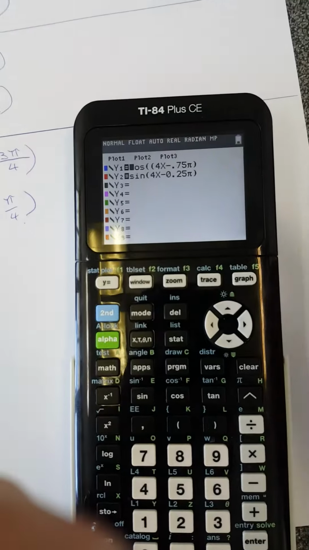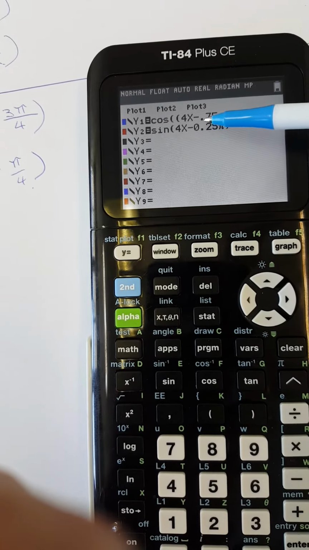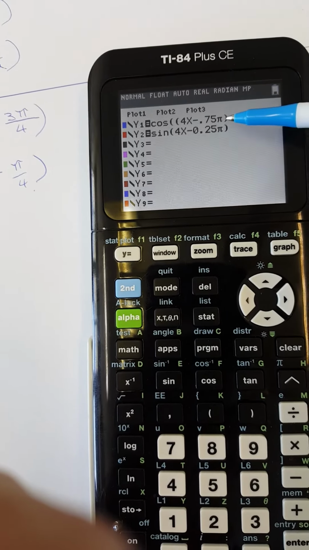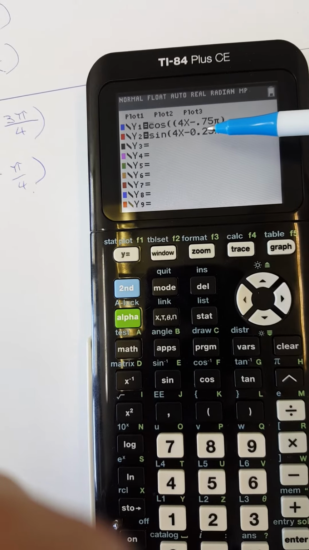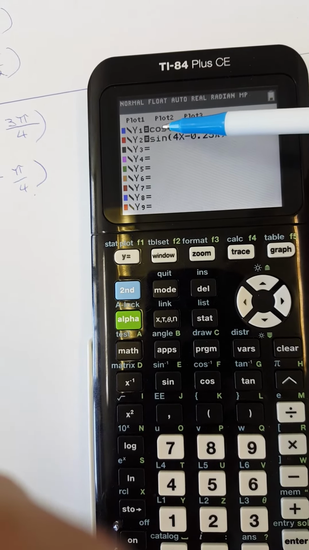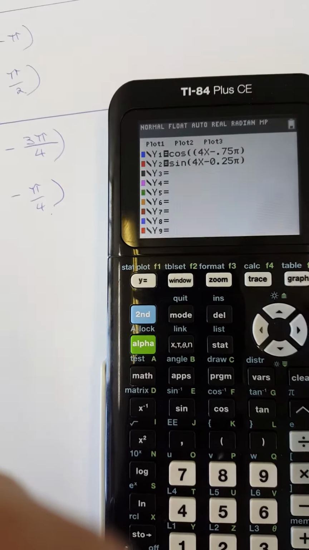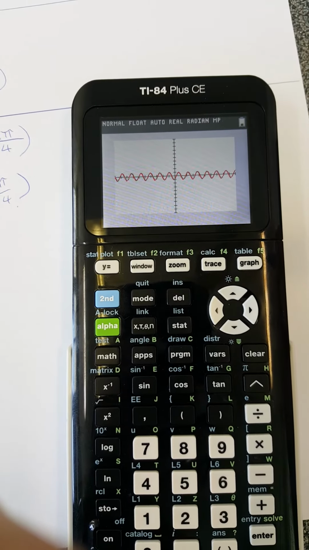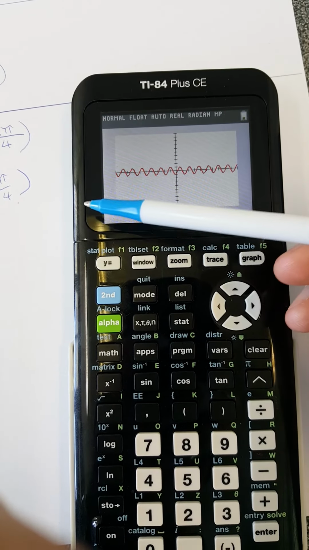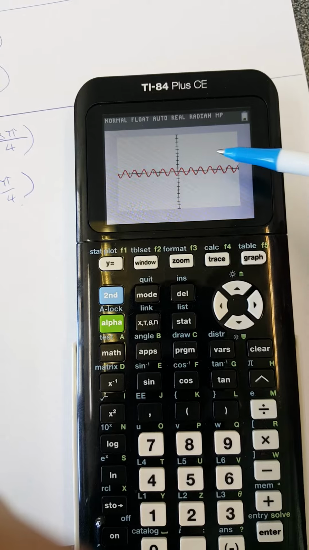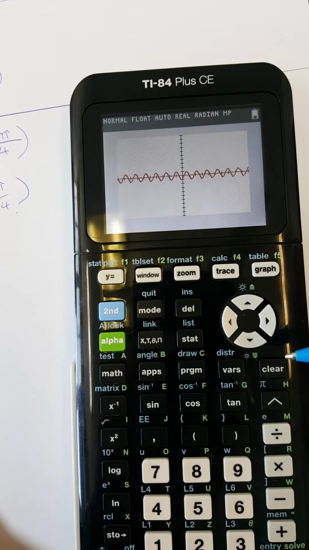So on our calculator, I've typed in this last one, so minusing 3/4 of a pi, and minusing a quarter of a pi, cos to sine. Let's see how we go. And there you go, you can see that they perfectly overlapped. Okay, so you can only see the red one, but the blue one is there behind it.